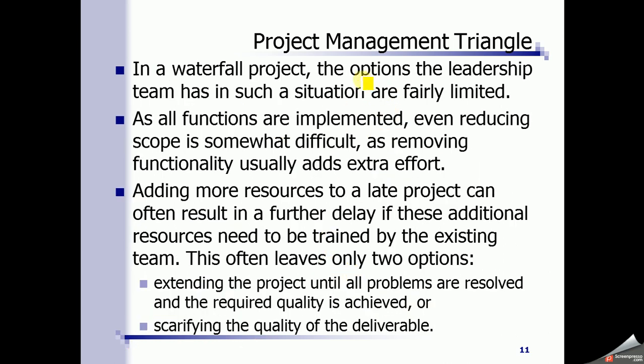Now, what are the options? If the test cannot close in time, the options the leadership team has in this situation are very limited. As all functions are implemented, even reducing scope is difficult. Now you are limited by time, right? Now there are two other dimensions: scope and the cost. So if you are limited by time, let's say the first choice is reducing the scope. But even reducing the scope is not easy, because removing functionality usually adds extra effort.